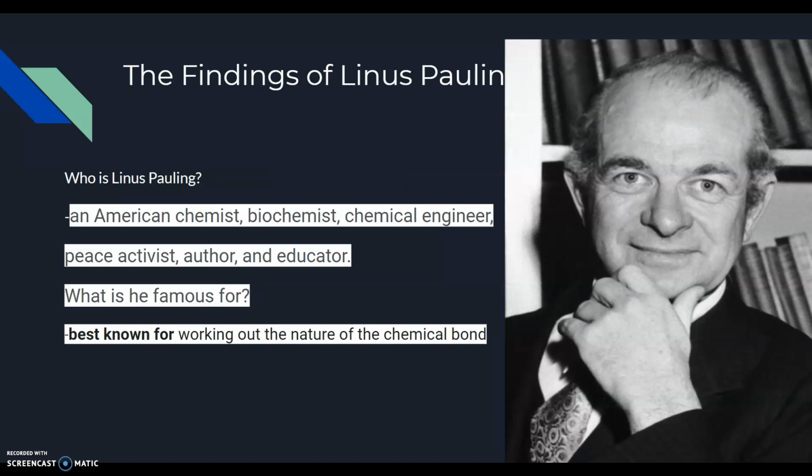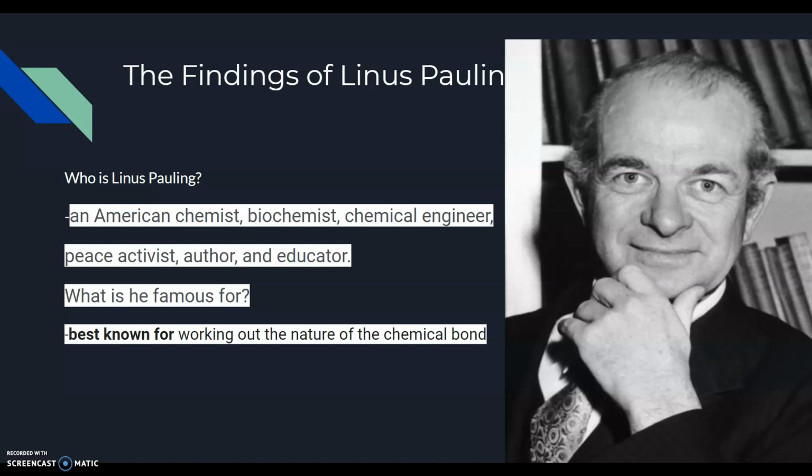Okay, next. We're talking about the findings of Linus Pauling. He is probably a name that most of us don't know. I didn't know until I did the project. But he was probably best known for working out the nature of chemical bonds, yet he also discovered, among many other accomplishments, the cause of sickle cell anemia, developed an accurate oxygen meter for submarines, and helped create synthetic plasma and determine the structure of proteins. So he was just a really smart guy. He was an American chemist, biochemist, chemical engineer, peace activist, author, and educator. But he's best known for working out the nature of chemical bonds.